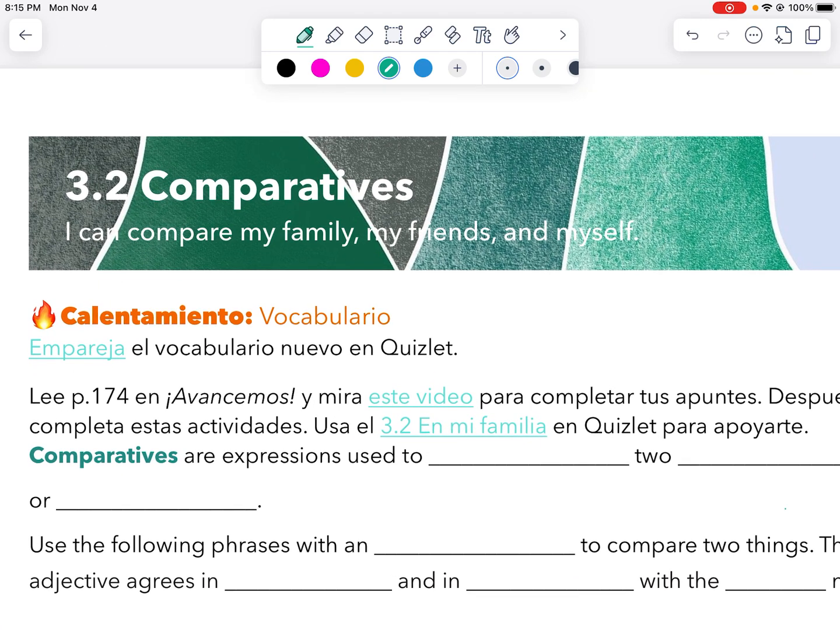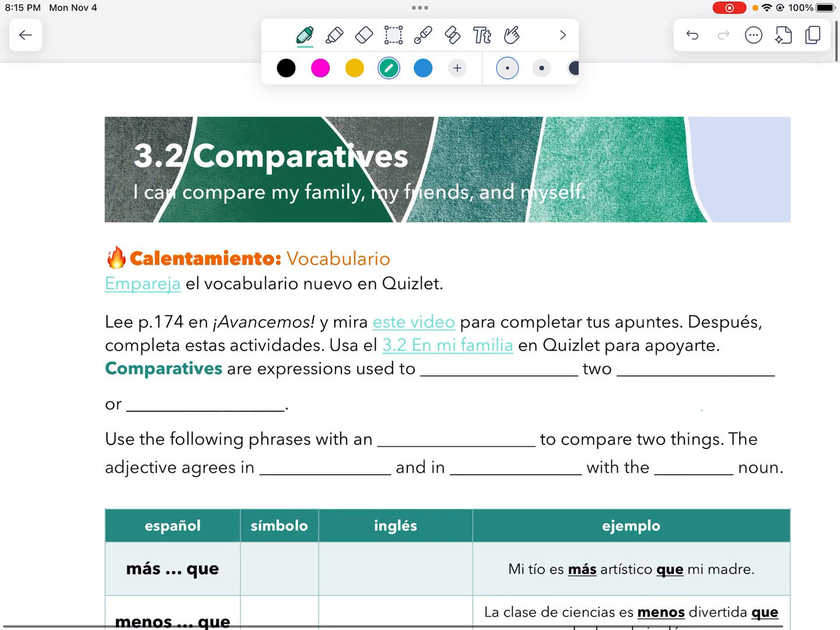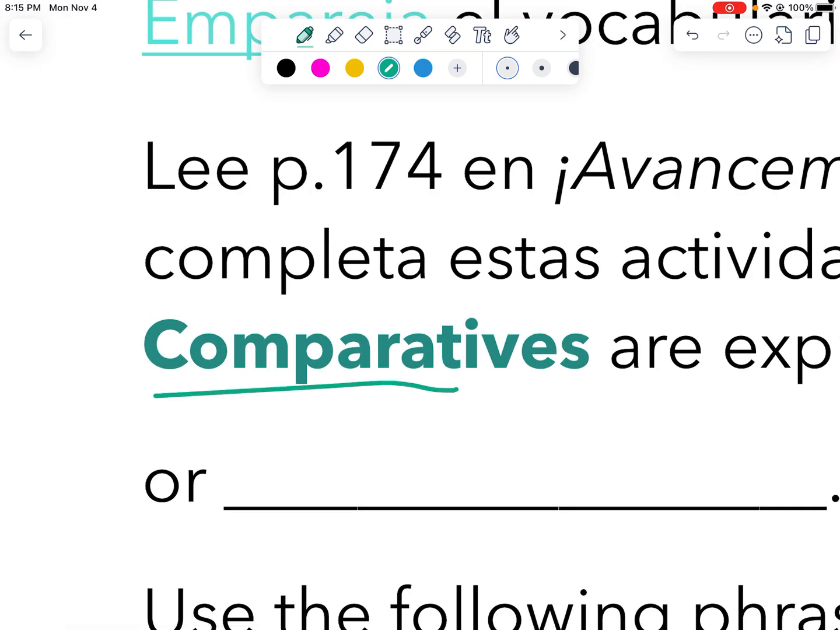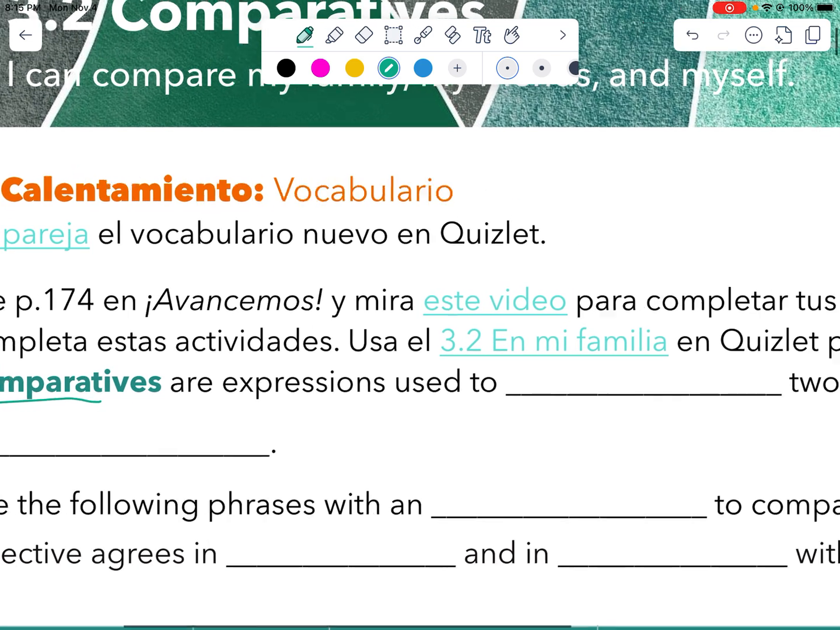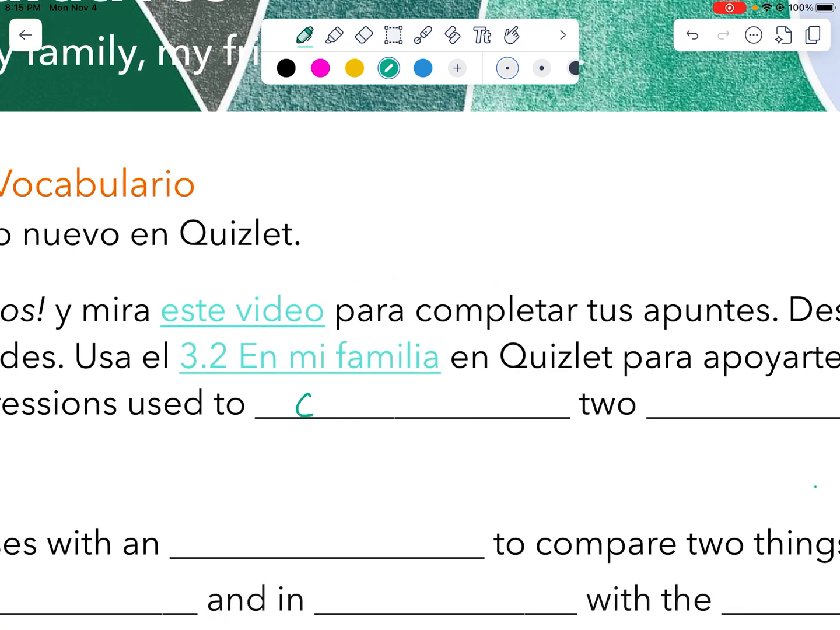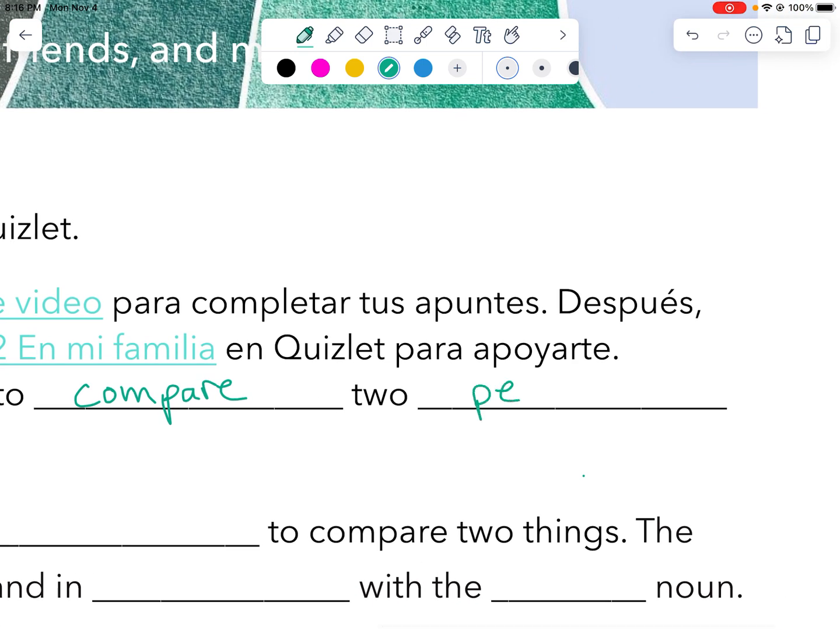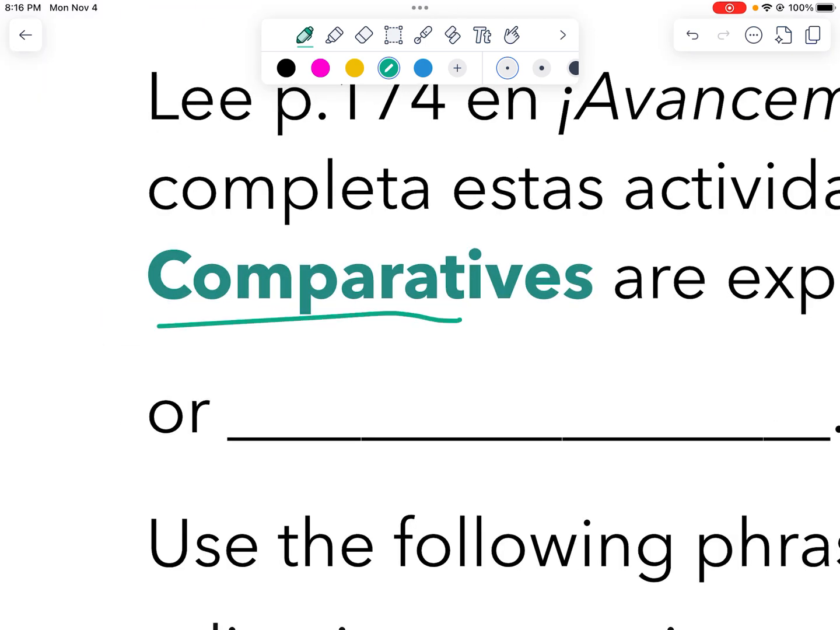By the end of the day, you will be able to compare your family, friends, and yourself. Basically, comparing people. But guess what? Comparatives, as the name suggests, are phrases or expressions that you can use to compare. I know, such a shocker. To compare two people, but you can also compare just any kind of things, including actions.